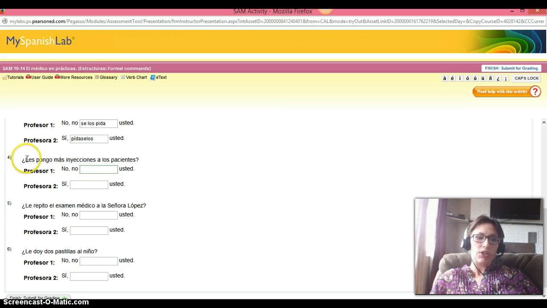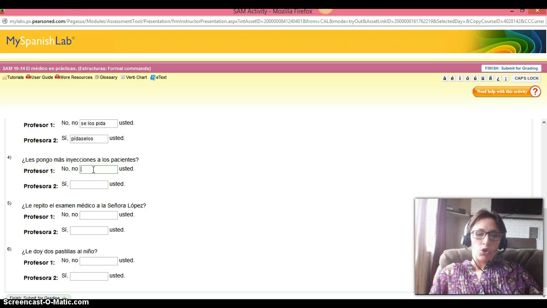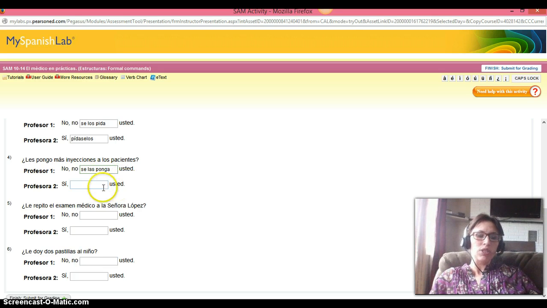Okay, les pongo más inyecciones a los pacientes. Again, we have here the indirect object, les, referring to los pacientes, and our direct object is inyecciones, which is a feminine noun. The verb is poner. So no se, replacing les with se, so we don't have the two L's. No se las, because inyecciones is feminine. Ponga. No se las ponga.